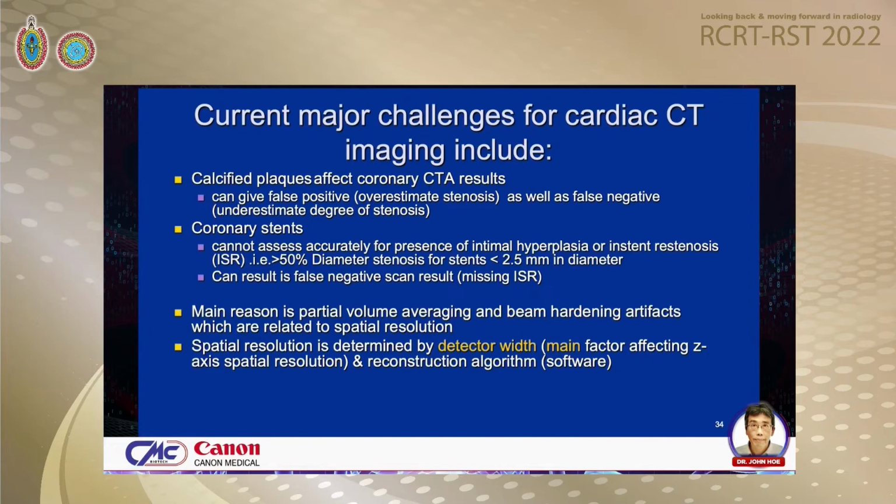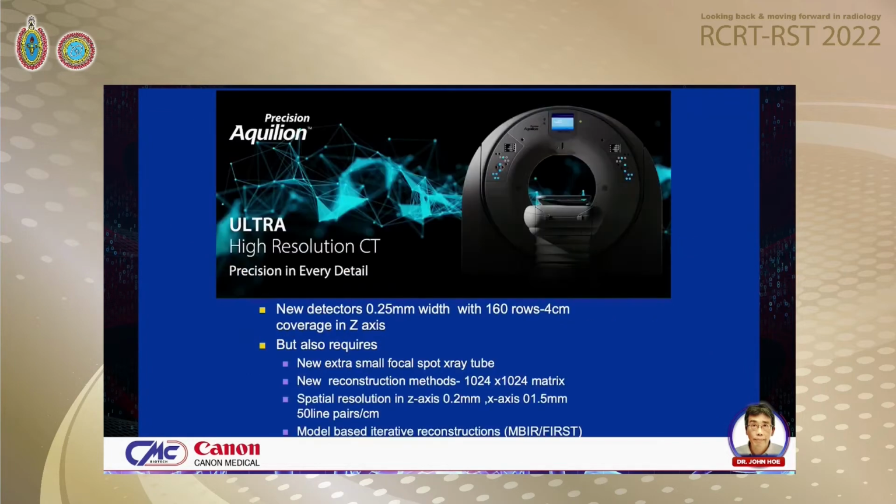The main reason for these difficulties is related to partial volume averaging and beam hardening artifacts, which are also related to the spatial resolution of the scanners we currently use. Just to remind you, spatial resolution is determined by detector width, which is the main factor affecting spatial resolution, as well as the software used or reconstruction algorithm. But the main factor affecting spatial resolution is detector width.